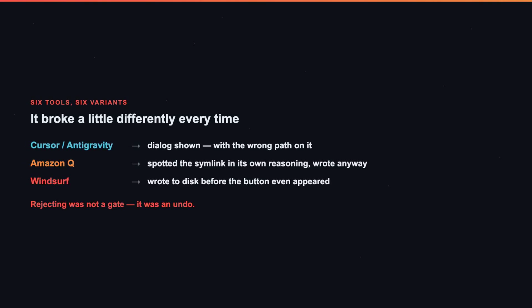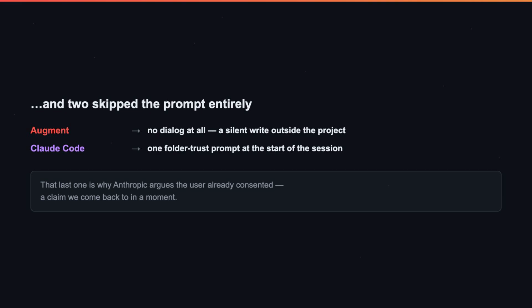I tested all 6, and the failure looked slightly different every time. Cursor and Google Anti-Gravity showed a dialog, but it displayed the symlink's name, not its resolved path. Amazon Q's agent noticed in its own reasoning that the target was a symlink and wrote to it anyway before the user ever saw a prompt. Windsurf was the most severe. It wrote the file to disk first and only then showed accept or reject, so rejecting didn't prevent the write. It just tried to undo something that already happened. Augment showed no prompt at all. Claude Code did show a directory trust prompt at the start of the session, which is why Anthropic argues the user already consented.